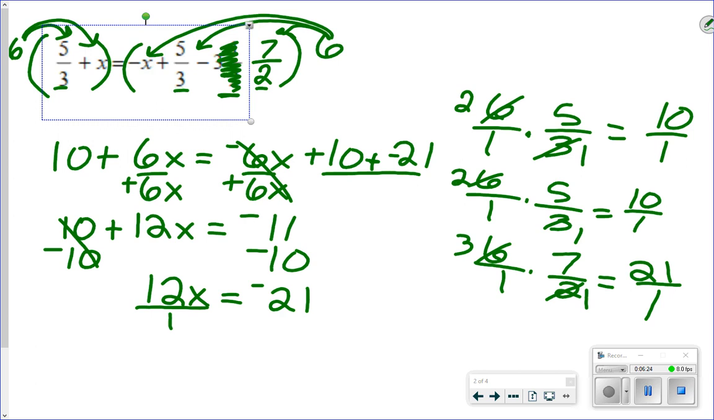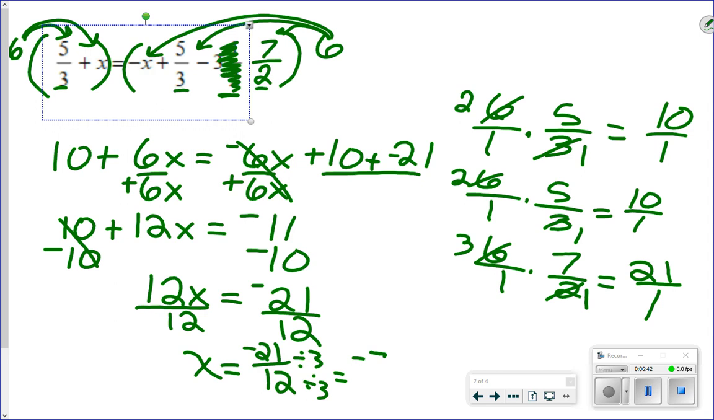Then I divide by 12. Dividing is just like writing a fraction, so when we say negative 21 over 12, that's the same as negative 21 divided by 12. We can simplify it, though, so we do need to simplify it. They're both divisible by 3. So we'll divide them both by 3 and get negative 7 over 4. That's your answer. Again, improper fractions are fine as long as they're simplified.